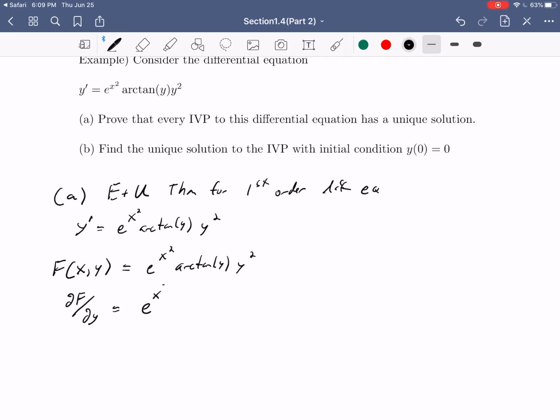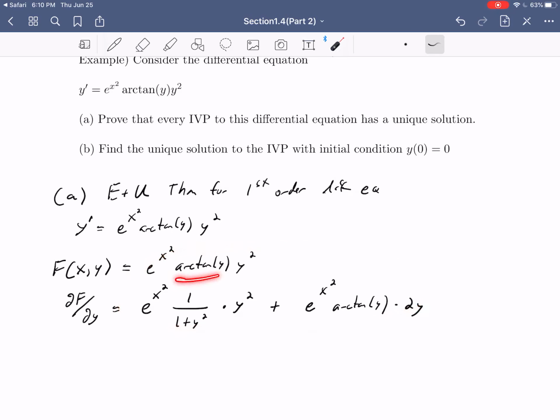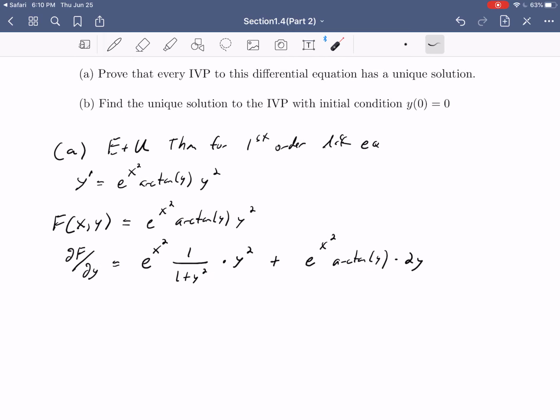So it looks like we get e to the x squared, 1 over 1 plus y squared, times y squared, plus e to the x squared, arctan of y times 2y. Now, these are pretty messy expressions, but arctangent, exponentials, squares, and this is rational. We have to be a little bit worried, but you notice that this will never be 0 in the denominator. So there are no issues for discontinuities.